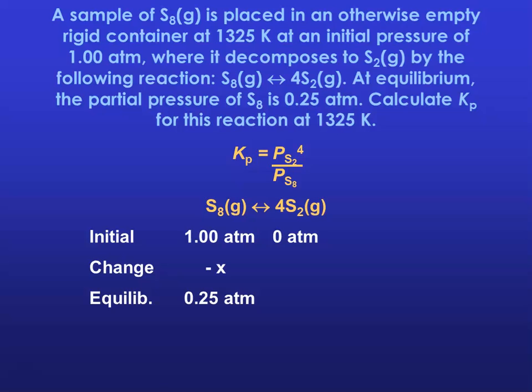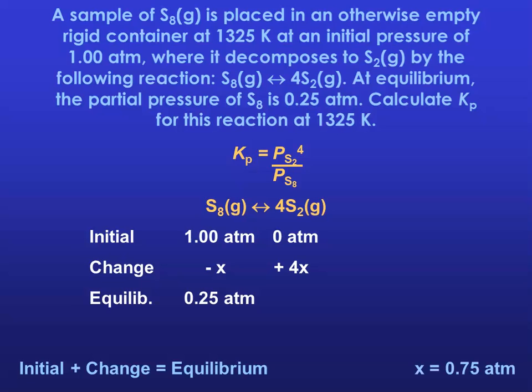So if that change is equal to our X, sulfur S2's increase is going to be 4 times that, because if the right side decreased, if the reactants decreased in terms of partial pressures, the products had to increase to balance that out. So when I solve for what S2's equilibrium pressure would be, 0 plus 4x, at equilibrium it would just be 4 times whatever x is.